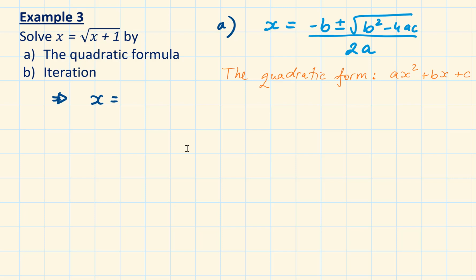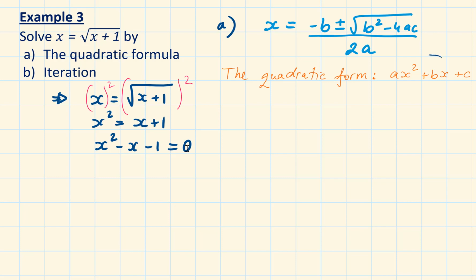But we don't have an x squared in our equation. What shall we do? Well, if we square both sides, we will have x² = x + 1. Rearranging this is now comparable with the quadratic form.